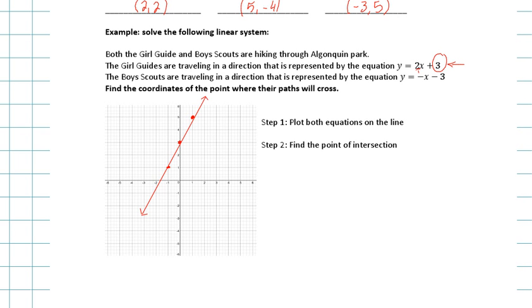Now, my next equation is y equals -x minus 3. Where do I start? -3, because that is my y-intercept, right? So -3 is right here. Now, which way do I go? Down 1 over 1, right? So down 1 over 1.